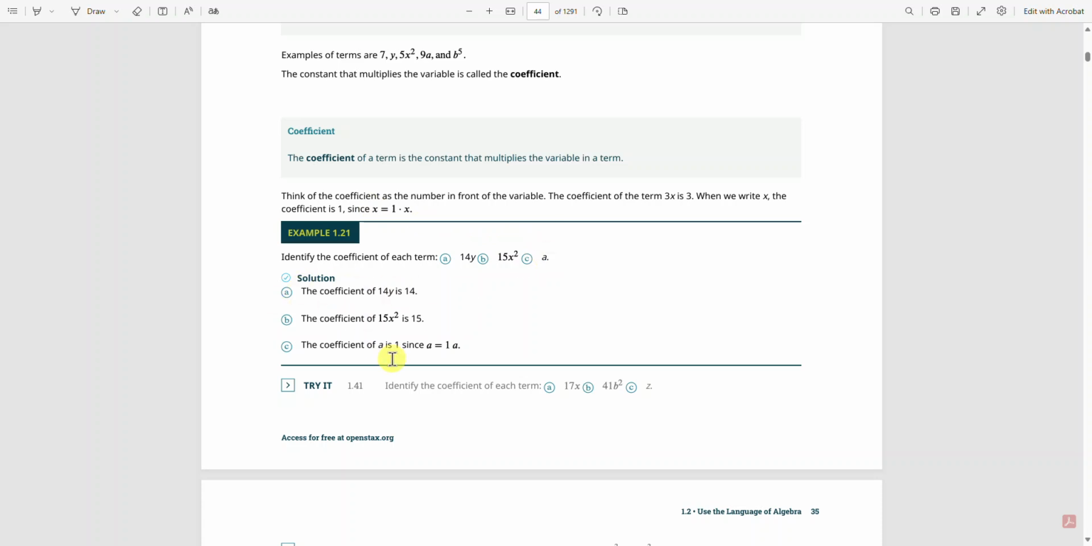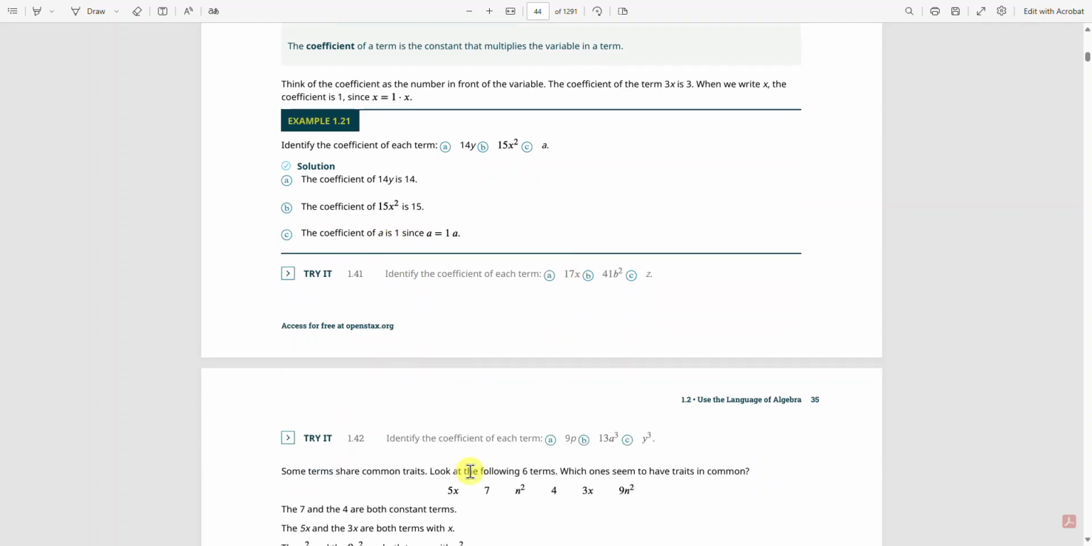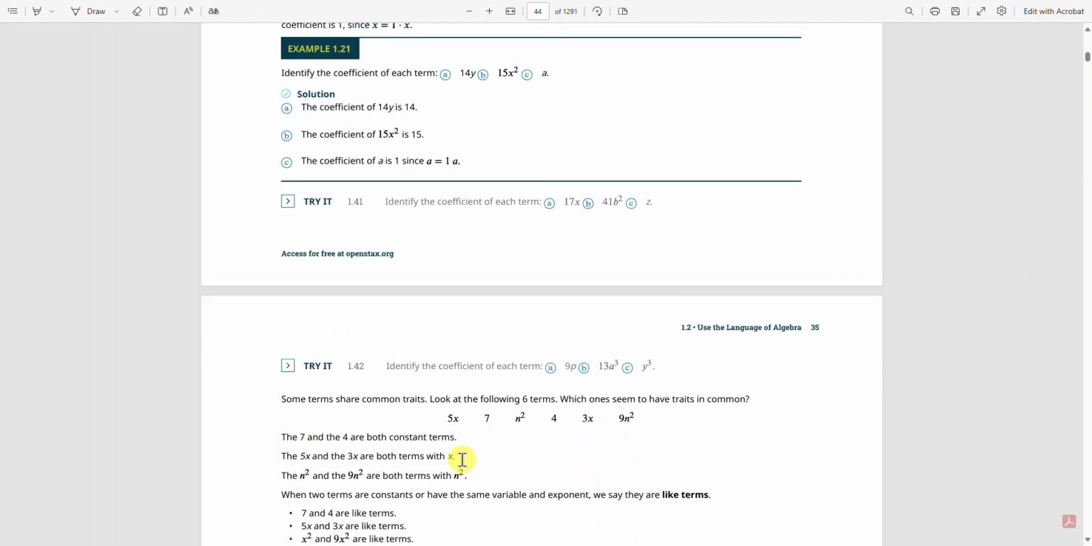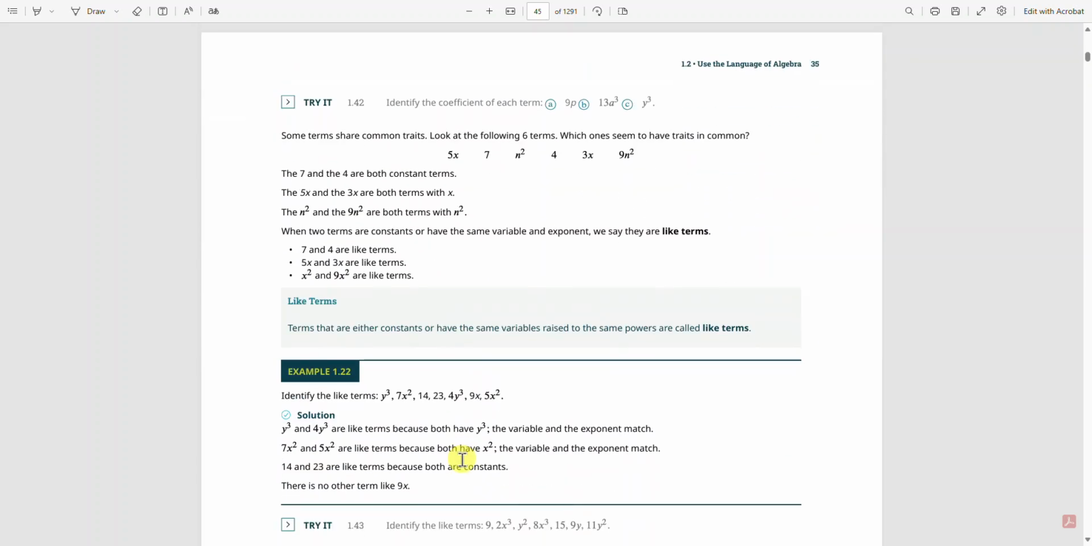And they give you a few more examples here to work on to make sure this is clear, and there's a few more examples down here to work on. So plenty of opportunity to test yourself. Next up, some terms share common traits. Look at the following 6 terms. Which ones seem to have traits in common?